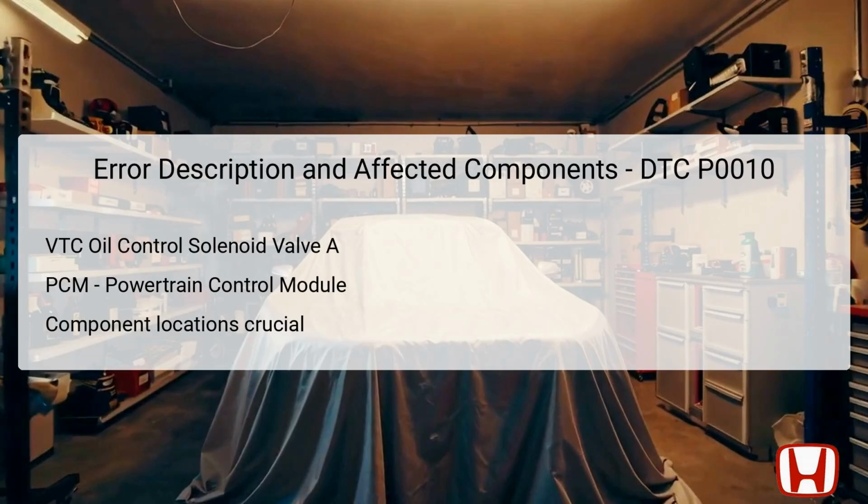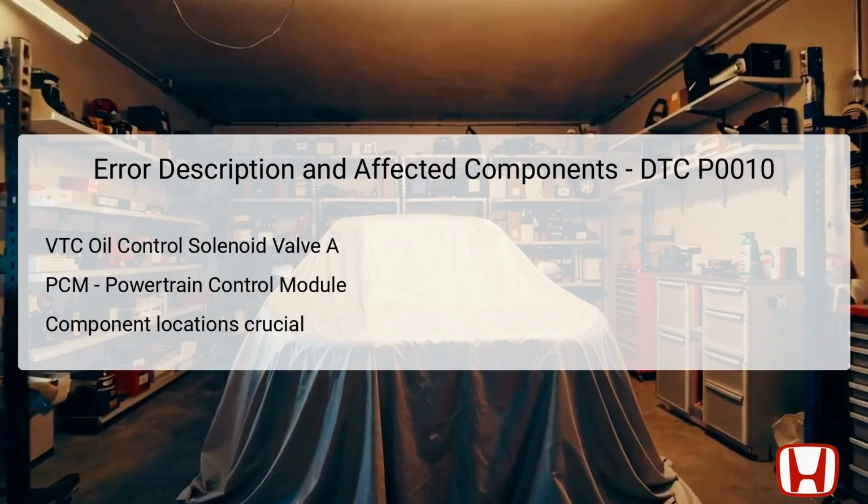The Variable Valve Timing Control (VTC) Oil Control Solenoid Valve A is instrumental in the engine's timing functions. This component is often located on the engine near the timing chain or belt and plays a key role in adjusting the timing of the intake valves. The Powertrain Control Module, PCM, monitors the performance of this solenoid. If there is a divergence between the expected and actual operation, the PCM triggers the DTC P0010. The efficacy of the VTC system is paramount for peak engine efficiency, hence the need for thorough inspection.